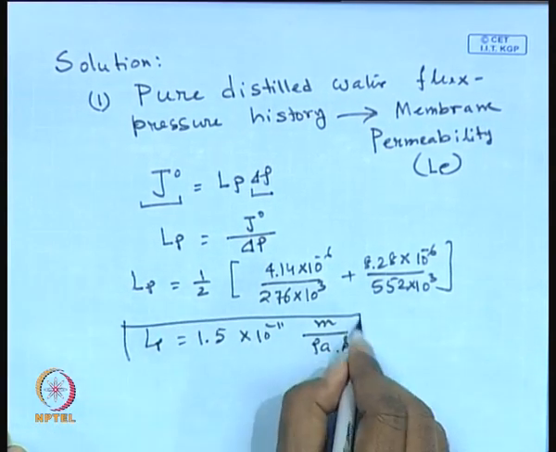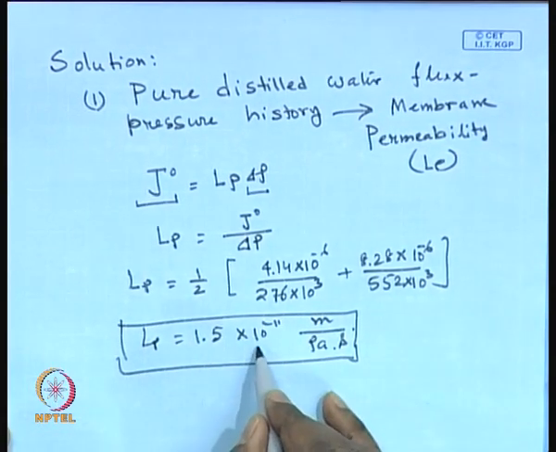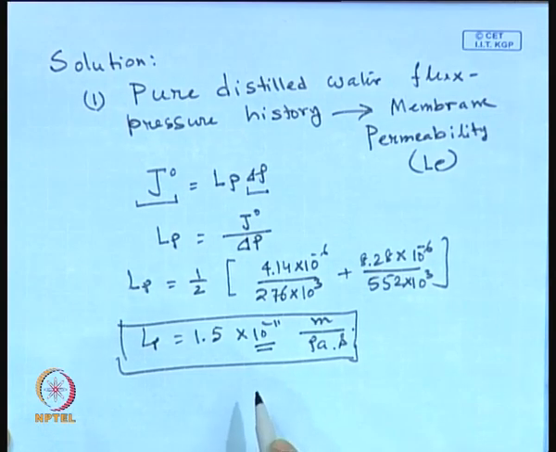So, from the first set of data you will be able to calculate the membrane permeability, or how porous the membrane is. As I told earlier, the order of magnitude of the LP value gives you an idea what kind of membrane you are talking about. Since LP is in the order of 10 to the power minus 11, we are talking about an ultrafiltration membrane. If it is in the order of 10 to the power minus 12, then it is a reverse osmosis membrane. If it is in the order of 10 to the power minus 10, then it is a microfiltration membrane.